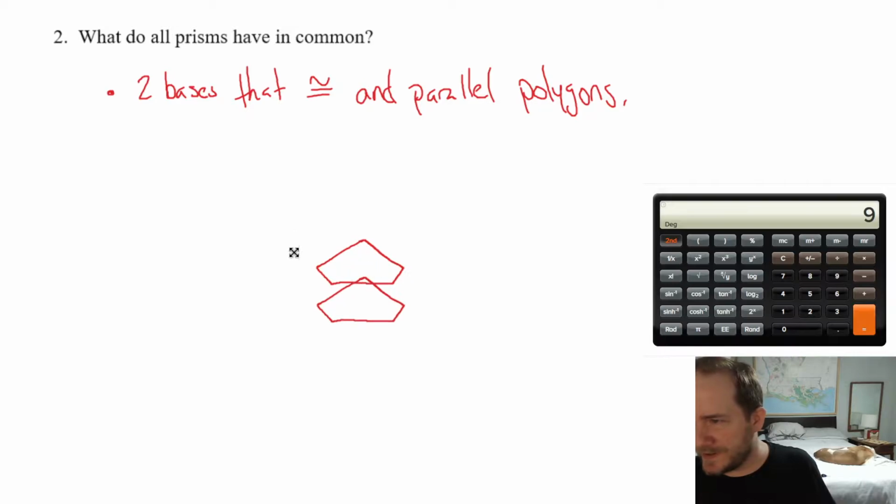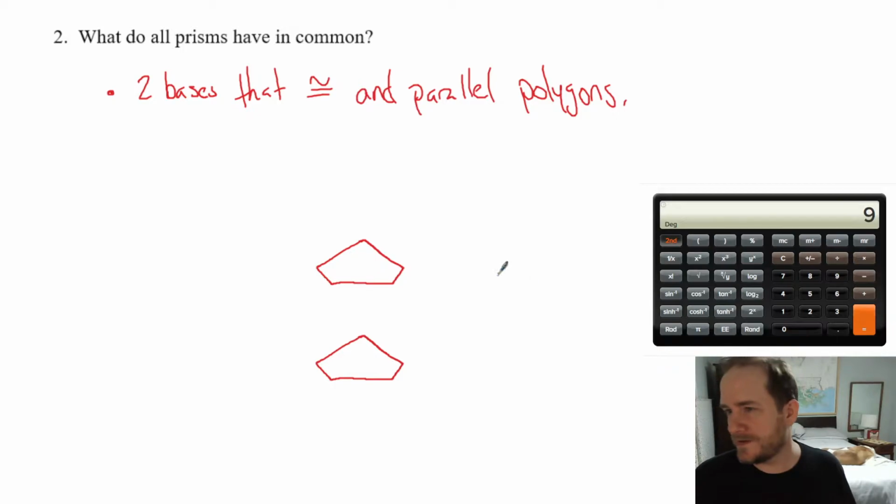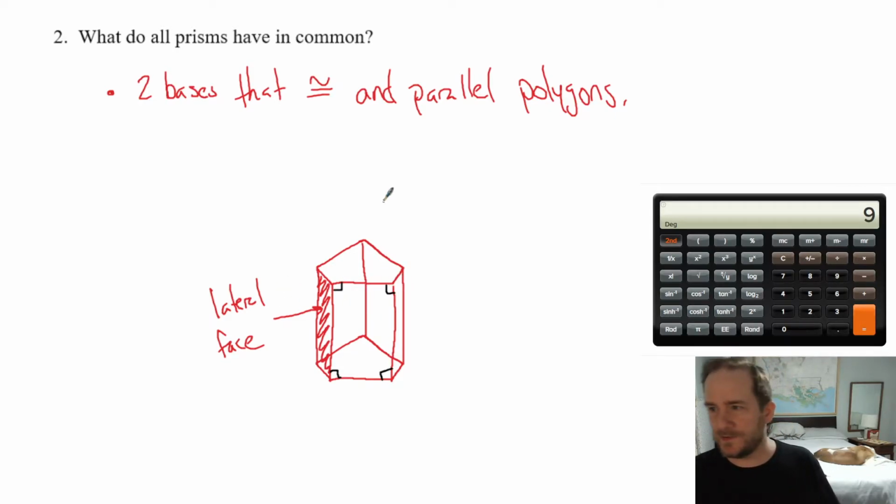I could take this polygon, I could drop it straight down, and if I dropped it straight down, then when I connect the corners, I'm creating a new face. See this face right here? We said that face right there was called a lateral face. And in the case of a right prism, one like this that stands up straight, y'all can see that all of those faces are rectangles because they've got the 90-degree angles. So all the lateral faces are rectangles.